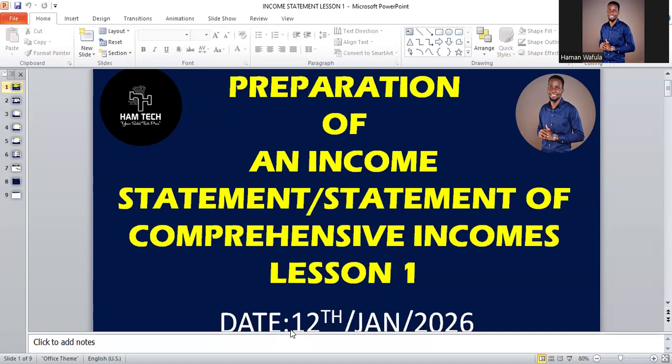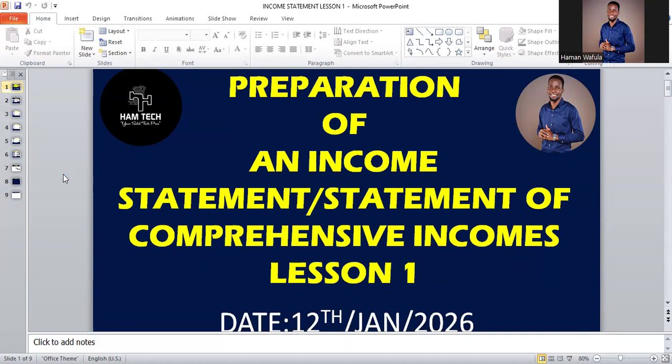So today we are going to look at how to prepare an income statement, or what we call a statement of comprehensive incomes. An income statement is one of the financial statements that are prepared at the end of the year, or what we call the final accounts, prepared to summarize the year. After preparing the cash books, the ledgers, and the trial balance, at the end of the year you're supposed to come up with what they call final accounts, and an income statement is one of them.